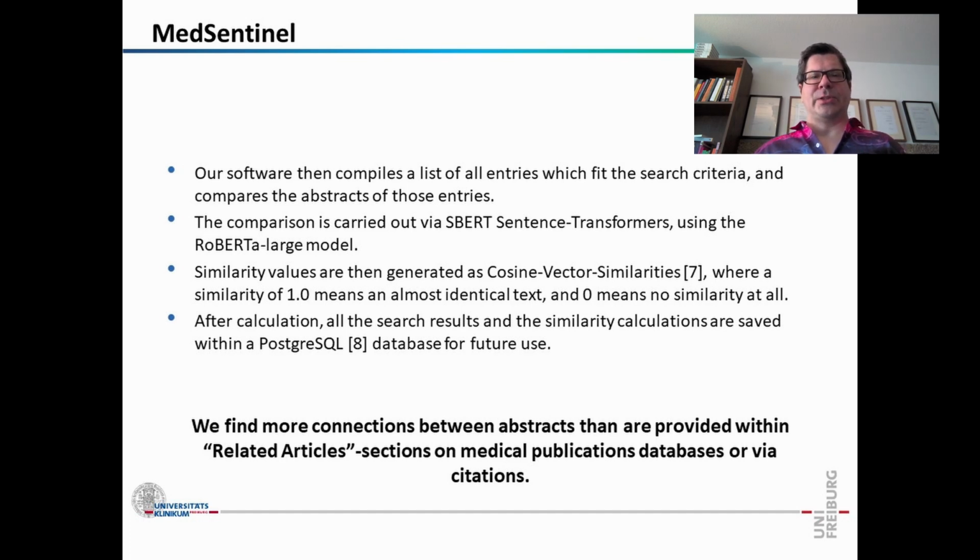The abstracts are then compared with each other, or a similarity value is then generated using a cosine vector similarity model. And a similarity of 1.0 means an almost identical text, while 0 means no similarity at all. And after calculation, we store all these results in a Postgres database for future use.